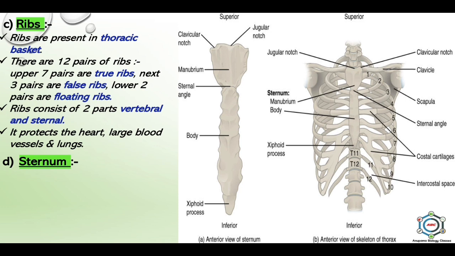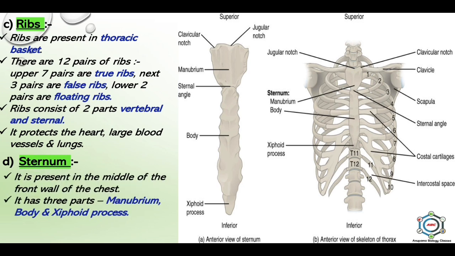Then the next structure, that is the sternum. In the picture you can see the anterior view of a sternum. Sternum is present in the middle of the front wall of the chest, and it has three parts: manubrium, body and the xiphoid process. In the picture this is the manubrium, after that body and the xiphoid process. Manubrium shape is like a dagger handle, body is like a blade, and xiphoid process is like a tip. Sternum helps in the process of respiration, and it also takes part in the protective thoracic basket formation. Here the 7 pairs of the true ribs are attached to the sternum.